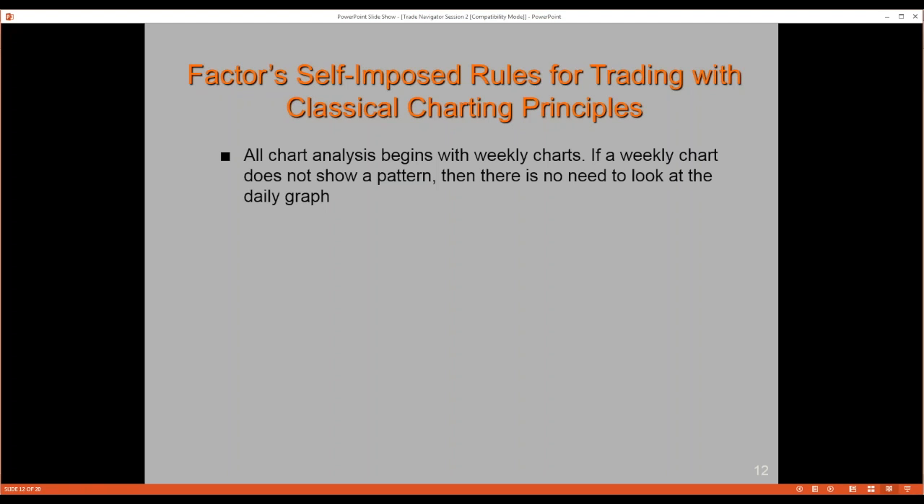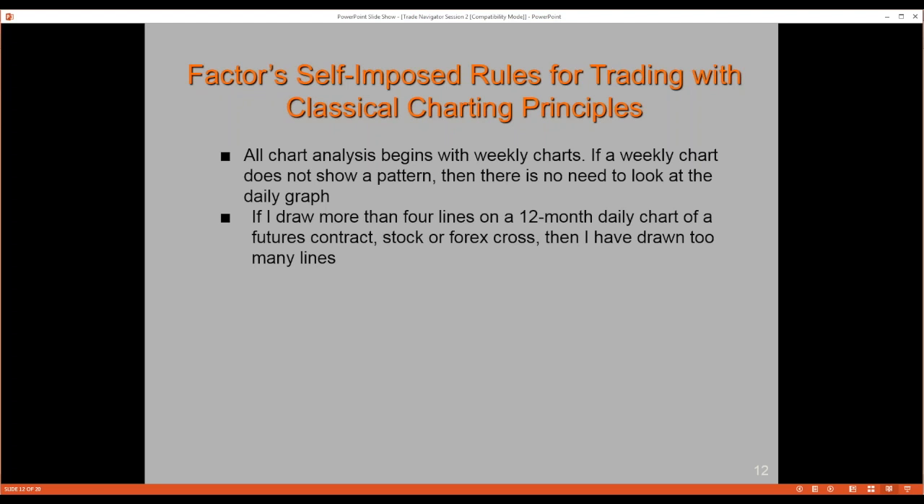Now, it just so happens, and I don't know why, that generally speaking, if a chart pattern is not at least 10, 12, 14 weeks in duration on a daily chart, it normally will not show up on a weekly chart as something that I can recognize. If I draw more than 4 lines on a 12-month daily chart of a futures, stock, or Forex cross, chances are I've drawn too many lines. I get comments all the time about my markings and charts being oversimplified. I take that as a great compliment.